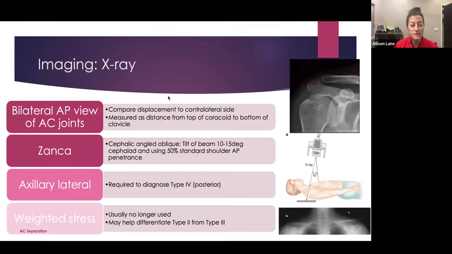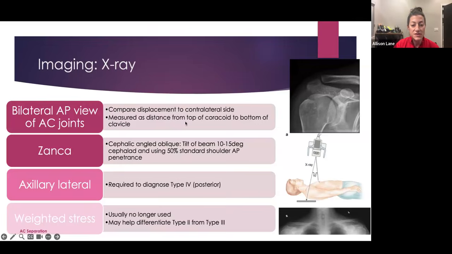So the Zanca is more of a cephalic angled tilt. With the bilateral AP view, you're going to compare the displacement of the CC measurement to the opposite side. So you're going to look for any displacement, and you're also going to look for the distance between the acromion and the clavicle.